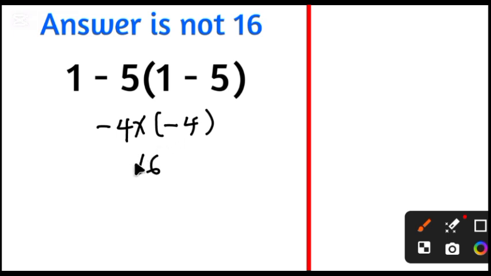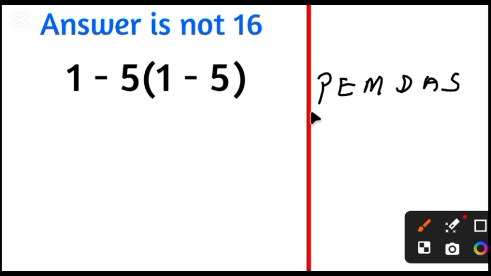To solve this equation correctly, we have to follow the order of operation called PEMDAS. Using this PEMDAS, P here stands for parentheses. You do the one in parentheses first. E stands for exponents. After the parentheses, you do the one that has exponent. After that, we will do multiplication and division from left to right. And finally, we do addition and subtraction from left to right.